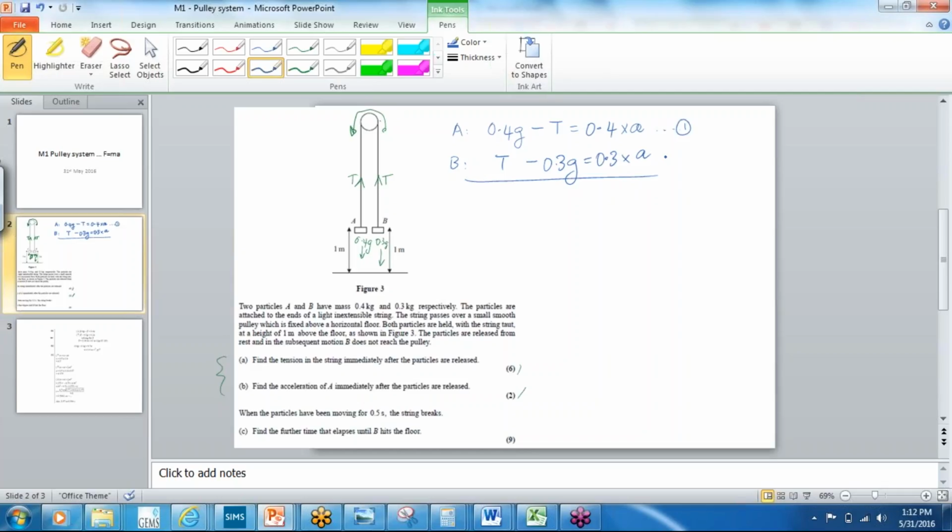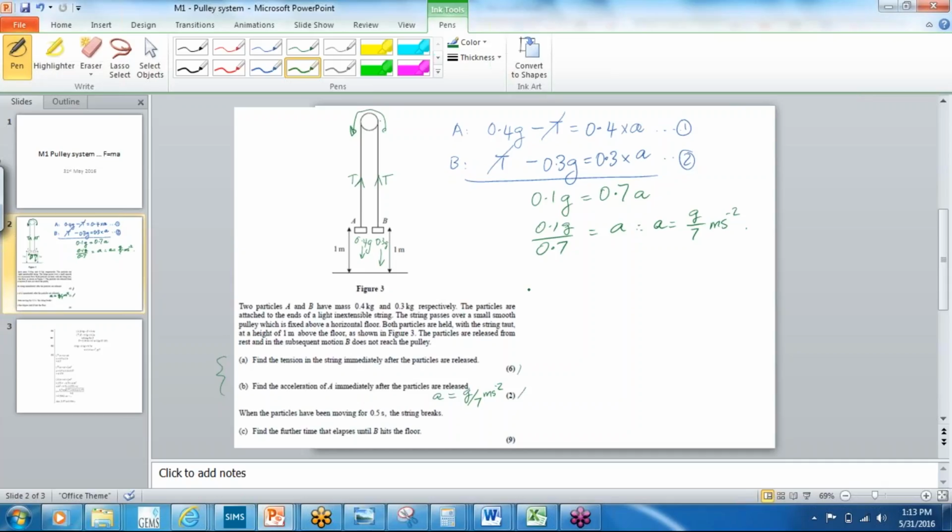Now we have two equations. We can add these two equations to calculate A. So negative T plus positive T is 0, and 0.4 G take away 0.3 G is 0.1 G. On the right, 0.4 plus 0.3 is 0.7 A. Therefore 0.1 G over 0.7 equals A. Therefore A equals G over 7 meters per second squared. So for part B, A equals G over 7 meters per second squared.